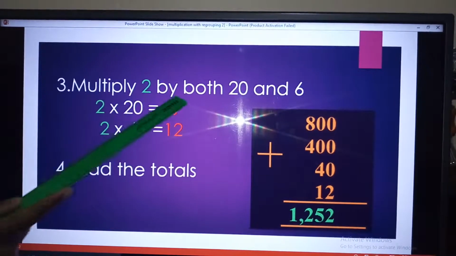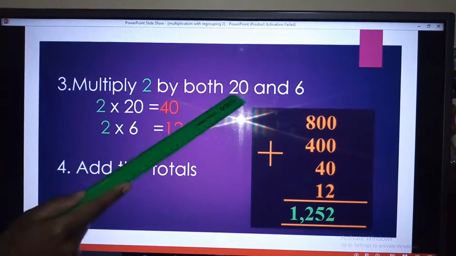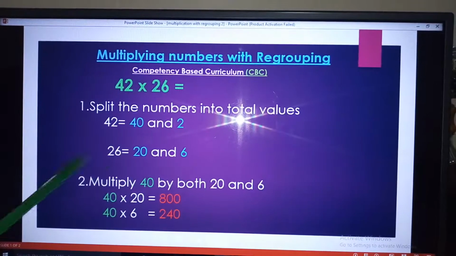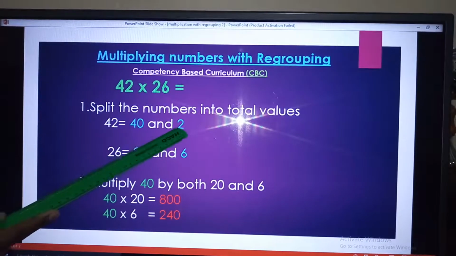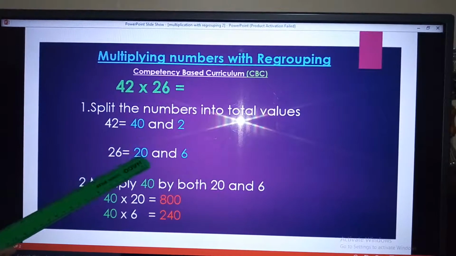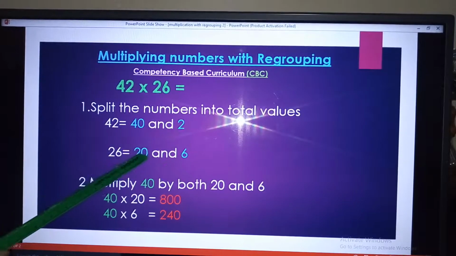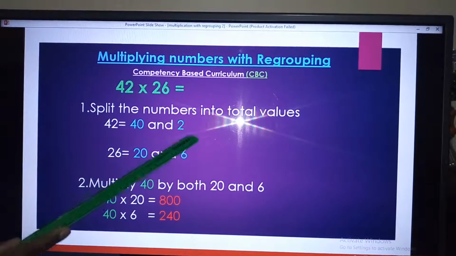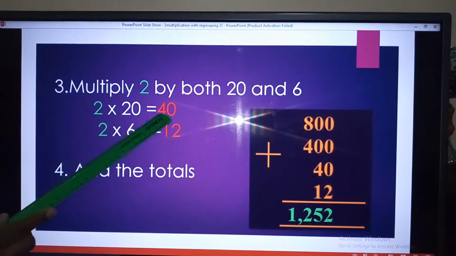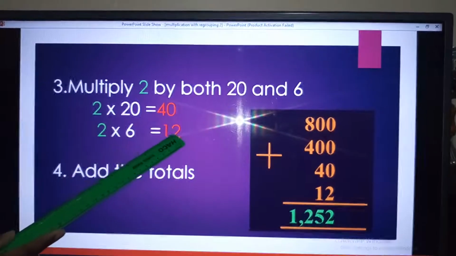The third step, multiply 2 by both 20 and 6. Allow me to take you back a bit. So we are multiplying 2 by both 20 and 6. The same way we did 40 by 20 and 6, the same thing we are doing to 2, whereby we are going to multiply 2 times 20 and again 2 times 6. The same is shown here. 2 times 20 gives us 40, and again 2 times 6 gives us 12.